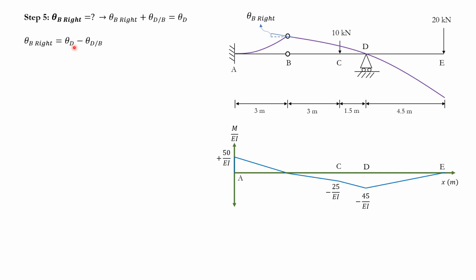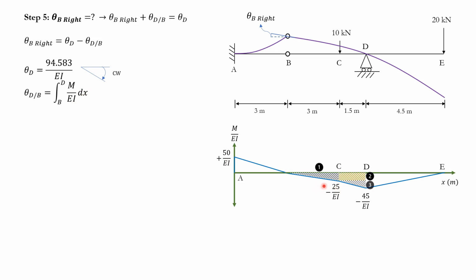Do I know theta D? Yes, I just found it. Do I know theta D with respect to B? Well, I can figure that from the first theorem. So theta D, I already know this. It's clockwise 94.583, or in this context, it's negative 94.583 over EI. Now for theta D with respect to B, it's just using the first theorem. So the area under the M over EI diagram between points B and D.